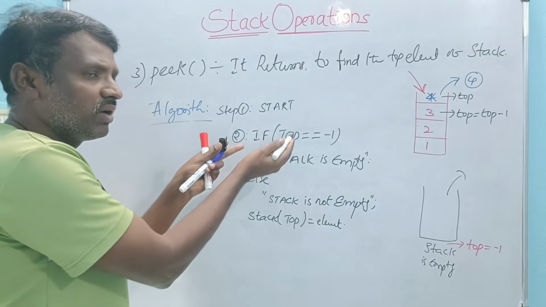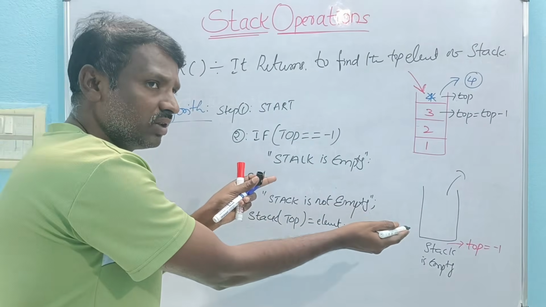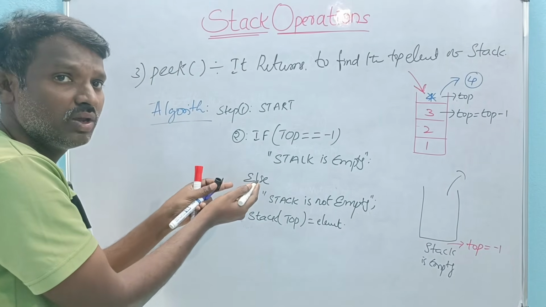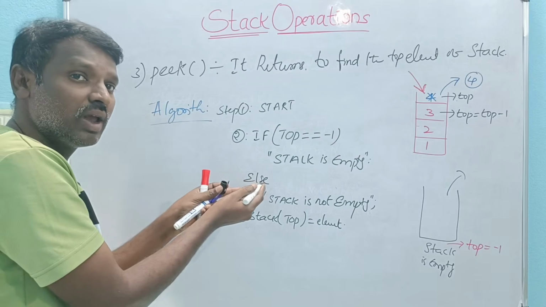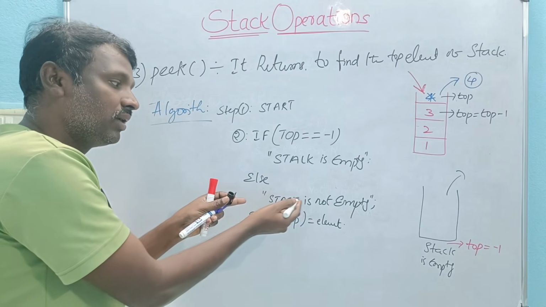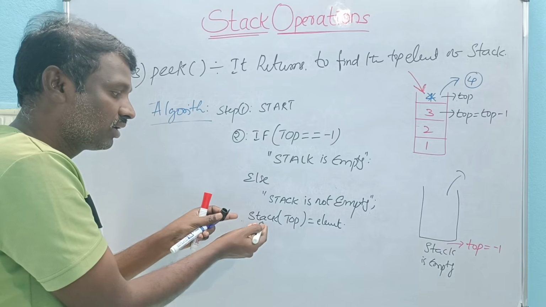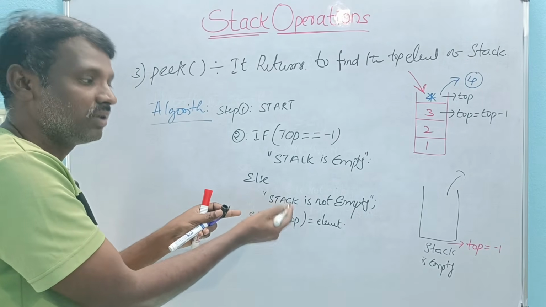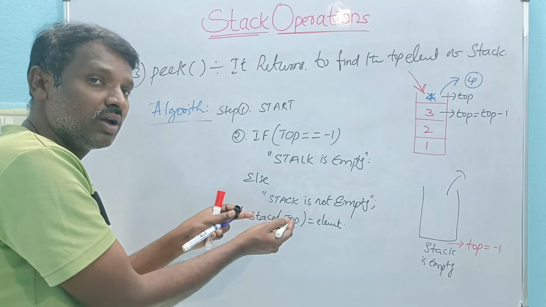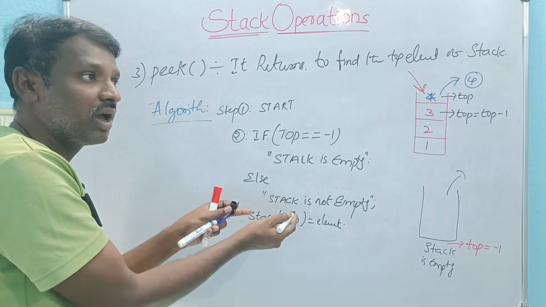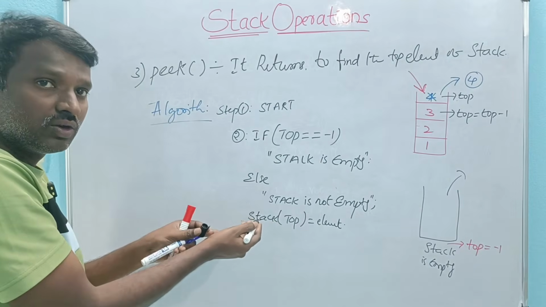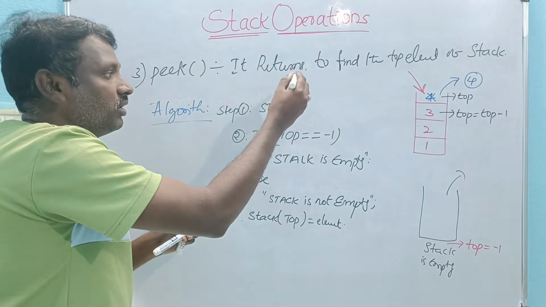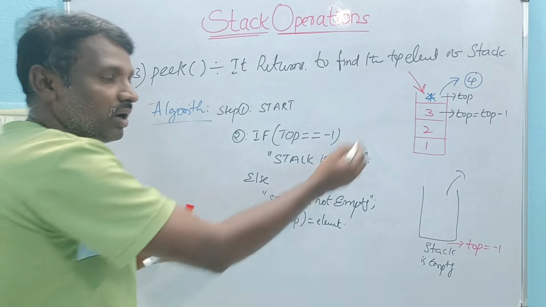So what is that? If top equal to -1, there is nothing in the stack, the stack is empty, so at that time it's not possible to find the top element. Otherwise, what will be reflecting? Otherwise it means the stack has some elements, so the stack is not empty. So finding the top returns the element where top is in the stack, the top element available in that stack. So this is the simple description, algorithm steps and diagrams.